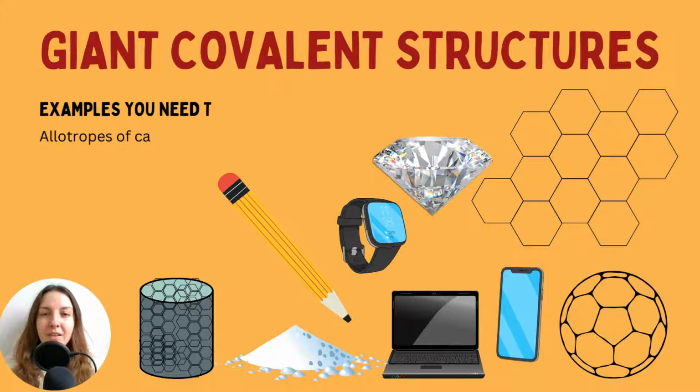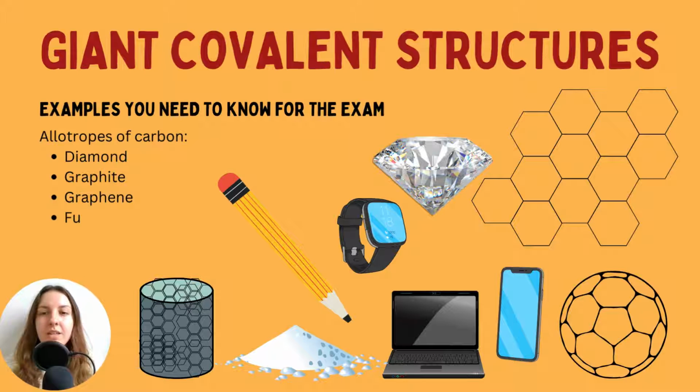So if we look at the different types of giant covalent structures you need to know, some of them are categorised as allotropes of carbon. An allotrope of carbon essentially is a structure that is only made up of carbon atoms. So we have, for example, diamond, graphite, graphene, and fullerenes. All of these are made only of carbon.